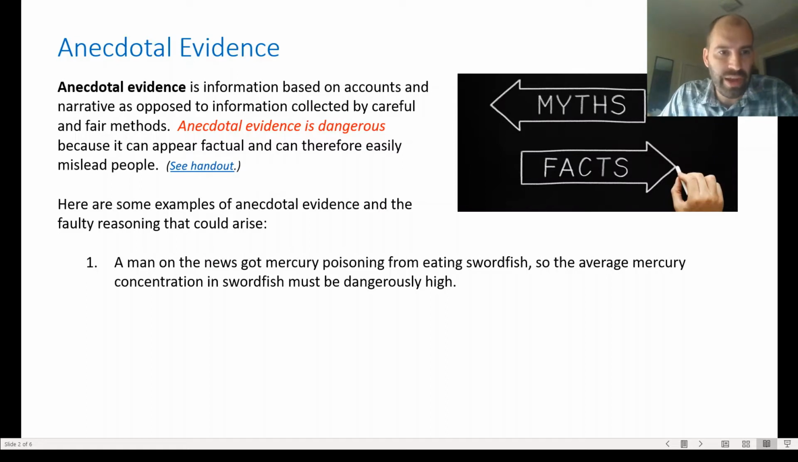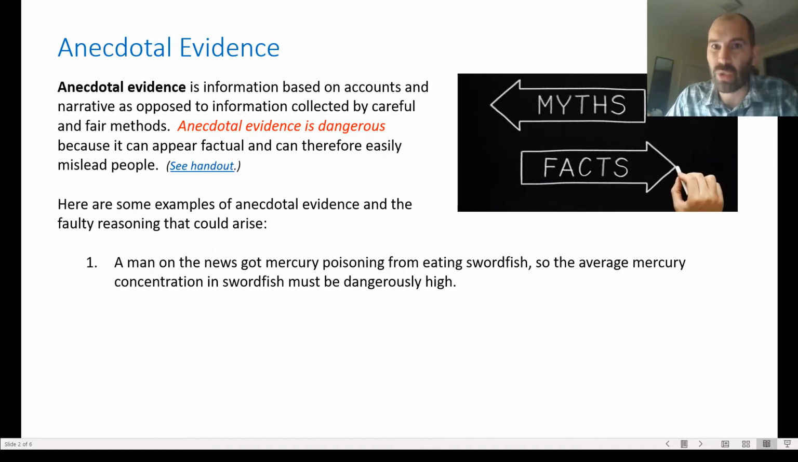So the first one here, we have a man on the news got mercury poisoning from eating swordfish. So the average mercury concentration in swordfish must be dangerously high. I mean, I heard this story about this guy getting mercury poisoning, so therefore we should be afraid of swordfish, right? Well, of course not, right? We don't know if when we eat swordfish, we're also going to have the same problem this guy had. I mean, maybe he just got very unlucky. It doesn't mean that all swordfish are problematic. It might be something to look into and investigate, but this fact alone is simply anecdotal.